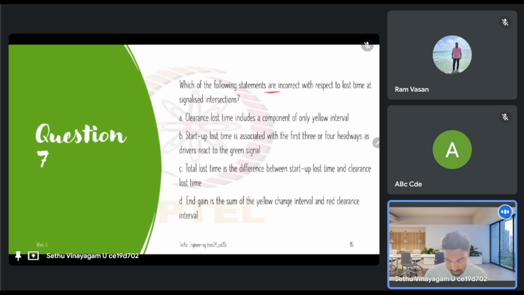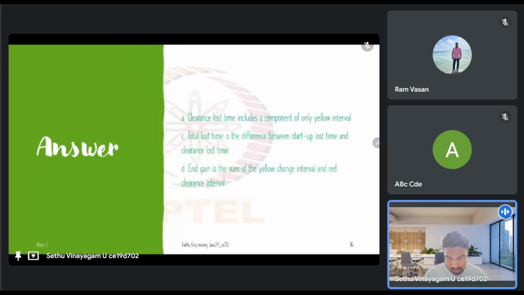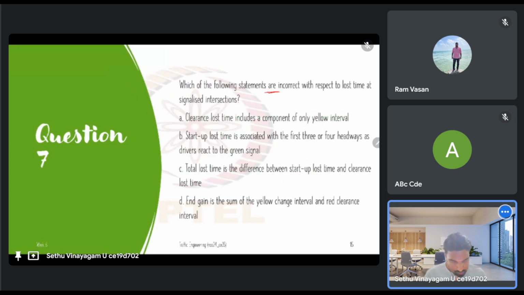Okay, so the right answer is options A, C, and D. Okay, all the three statements A, C, and D are incorrect. So what are we looking at? We are talking about loss times. Option A says clearance loss time includes a component of only yellow interval. Right, so that is incorrect.